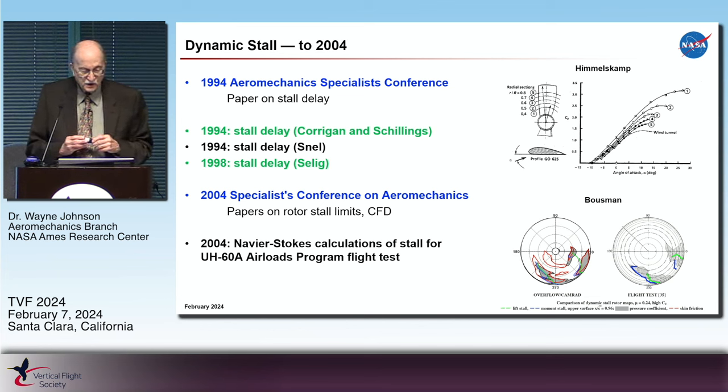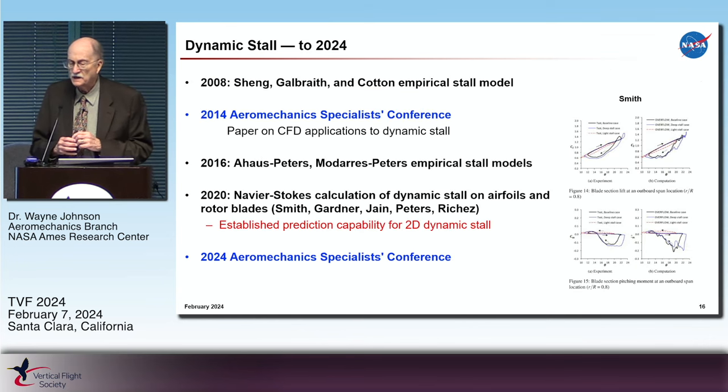2004, dynamic stall was one of the major issues explored with the UH-60 Airloads flight test program. The figure on the bottom there is Bill Bousman's interpretation of dynamic stall in the context of both the calculations and the test data. In 2020, there was a report of a decade-long exercise to essentially establish our capability to calculate dynamic stall, especially as a two-dimensional phenomenon, but also on rotor blades. The figures are some of the correlation from that paper. The conclusion was that we really do have the capabilities to predict 2D dynamic stall, and that brings us up to today.